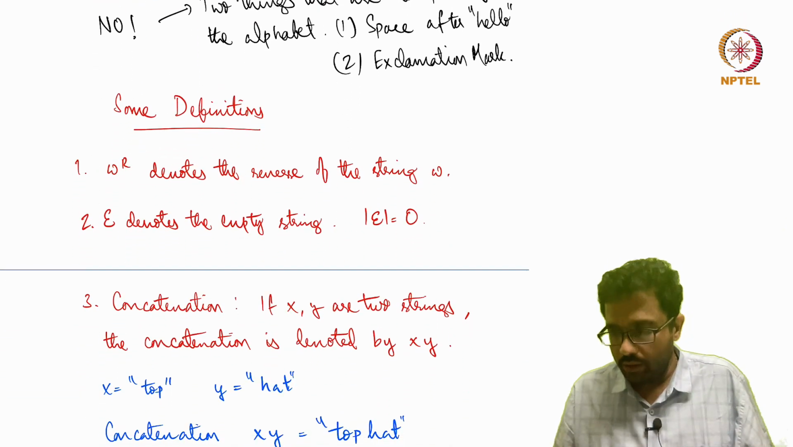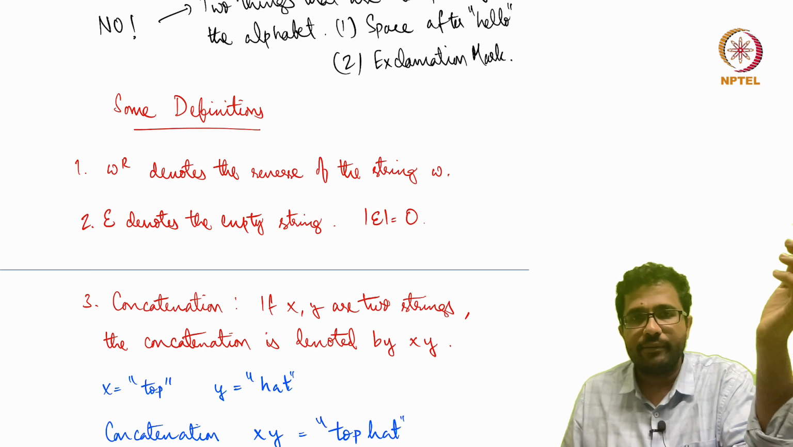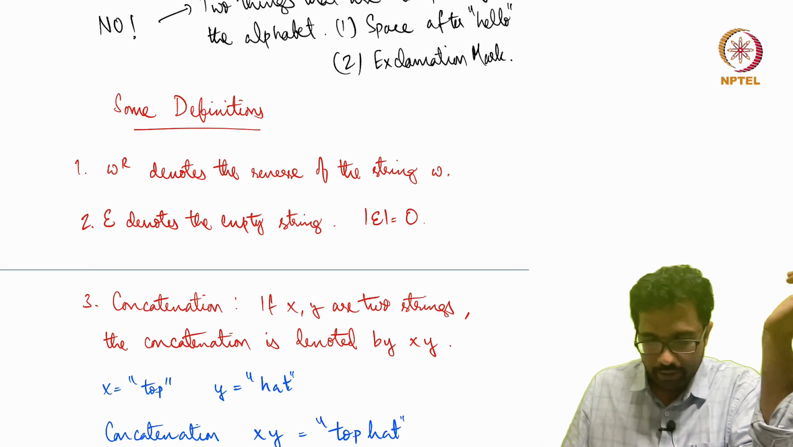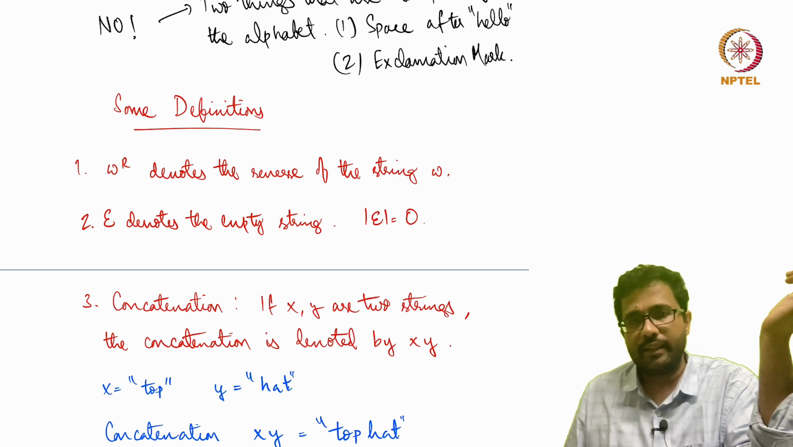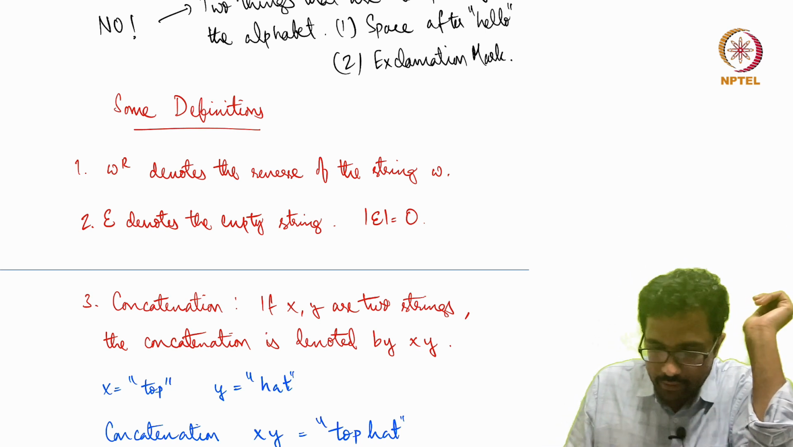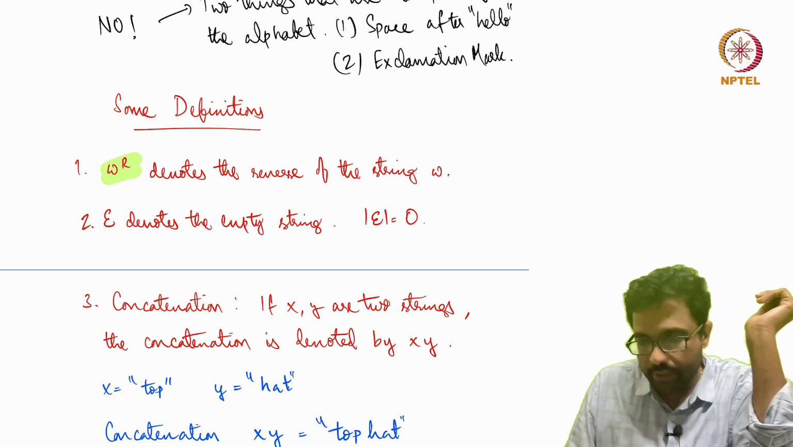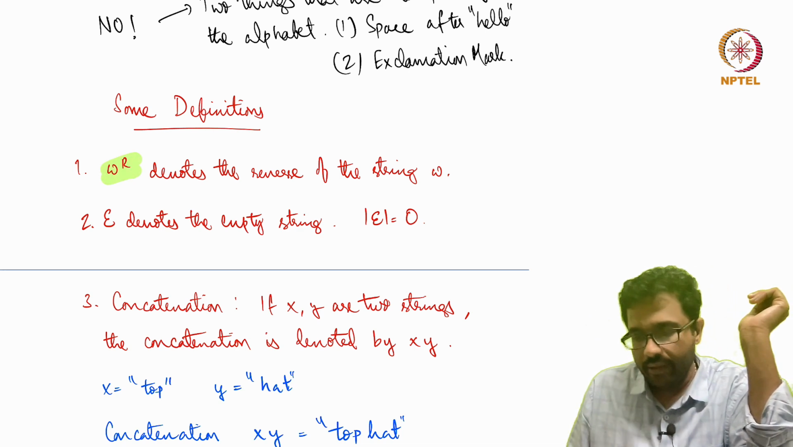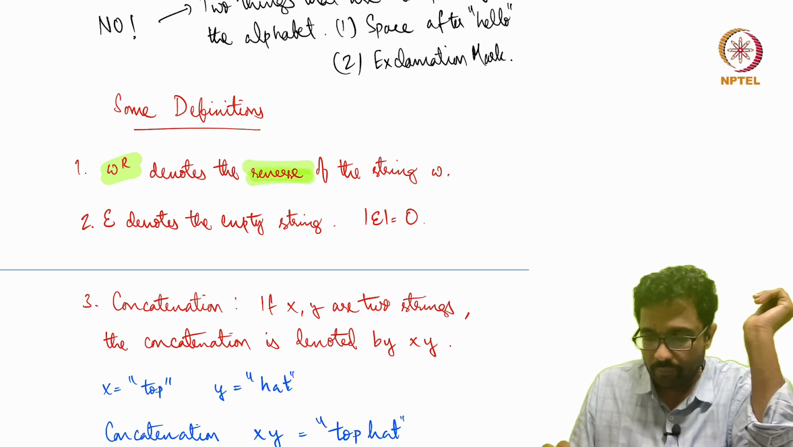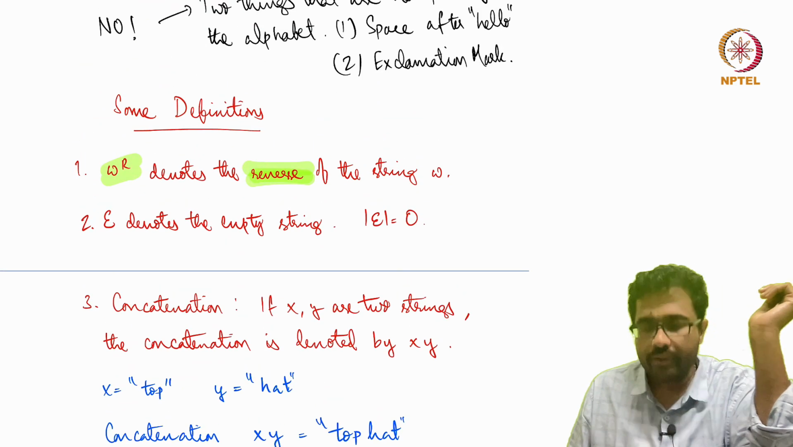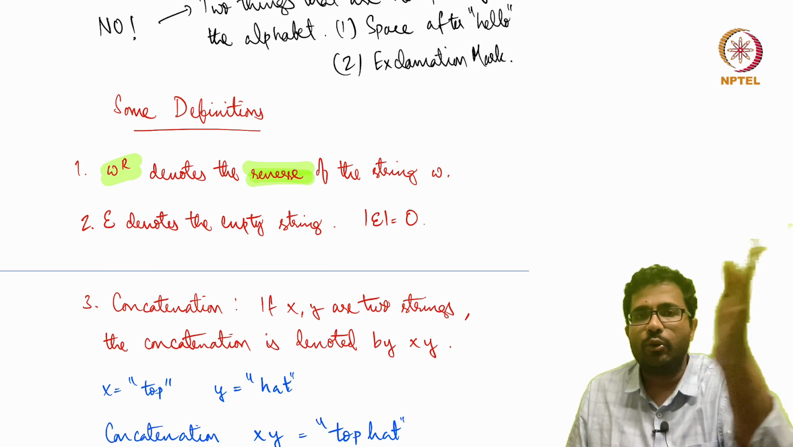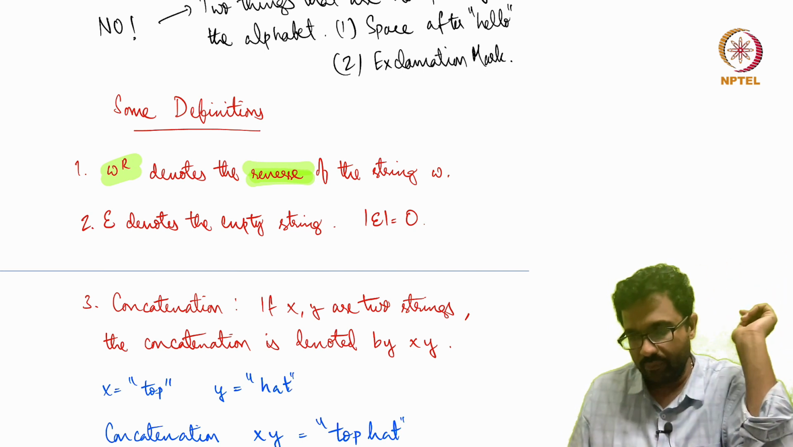Now let me get into some definitions which will be useful. Of course, we will remind you when some of them need to be used again, but it is still good to go over them once. One is W, where W is a string. W superscript R denotes the reverse of the string W, right? For instance, if W is the word top, T-O-P, then W superscript R is the reverse, P-O-T.